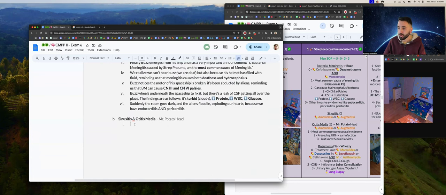Let's say we go to a bedside table. We hop over to the bedside table next and find Mr. Potato Head. He's lost both his nose and his ear pieces, reminding us we're talking about sinusitis and otitis media, which is a middle ear infection.